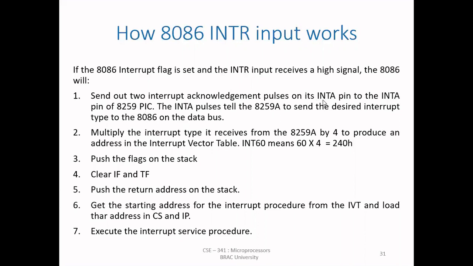The 8086 has an INTA pin, and our priority interrupt controller 8259A also has an INTA pin. So whenever the 8086 IF flag is set and an interrupt is received by the INTR input, it will send out two interrupt acknowledgement pulses from its INTA pin to the 8259 INTA pin. The INTA pulses tell the 8259A to send the desired interrupt type to the 8086 through the data bus. What does that mean? That I am going to explain.